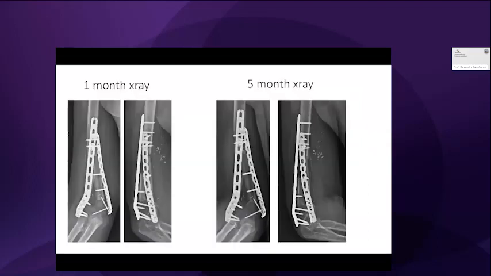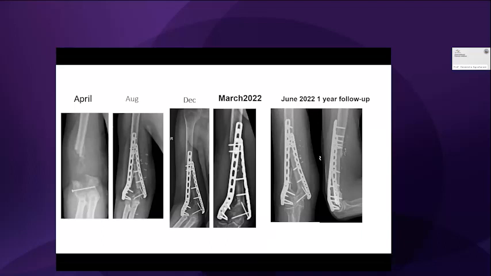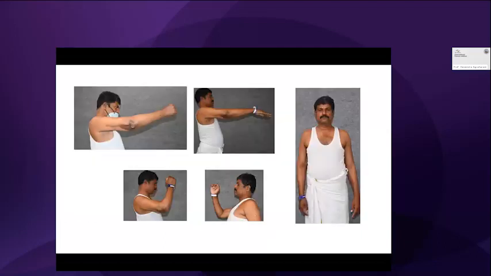And this is the X-ray at the end of 1 month and 5 months, where both proximally and distally the fibula is uniting with the host bone. And this is at the end of 1 year, where it has completely healed without much problem. Initially, since there was a lot of crushing of soft tissues, we expected some stiffness, and he had stiffness. He required quite a long physiotherapy, and he got a reasonably good range of movements.